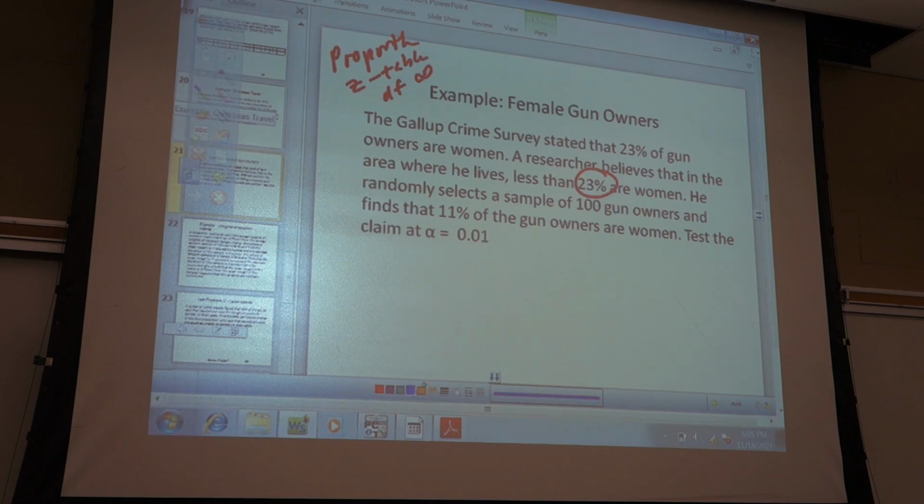Is it a hypothesis test or confidence interval? How do you know? Yeah, there's a claim, there's alpha, there's no word confidence interval or estimate. Good. So put your finger on the right spot.